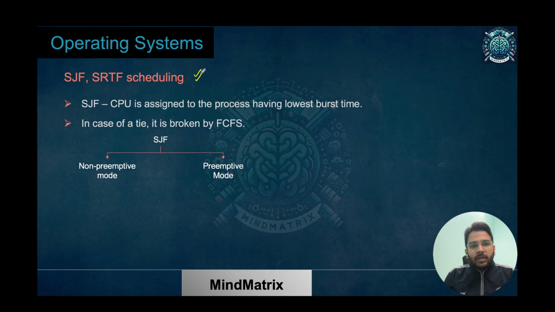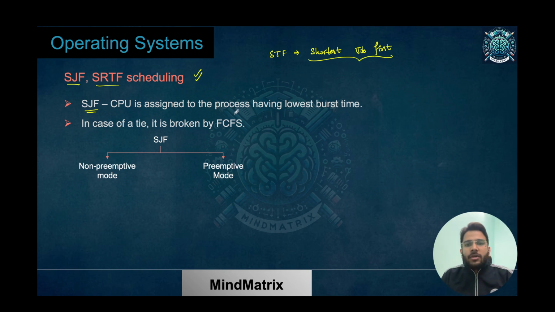Now let's talk about the other CPU scheduling algorithms, that is SJF, shortest job first, and SRTF, shortest remaining time first. In case of shortest job first, as the name suggests, the process which has the lowest burst time, we are going to schedule first. We are going to allocate the CPU to that particular process. Clear? So in SJF, the CPU is assigned to the process having the lowest burst time.